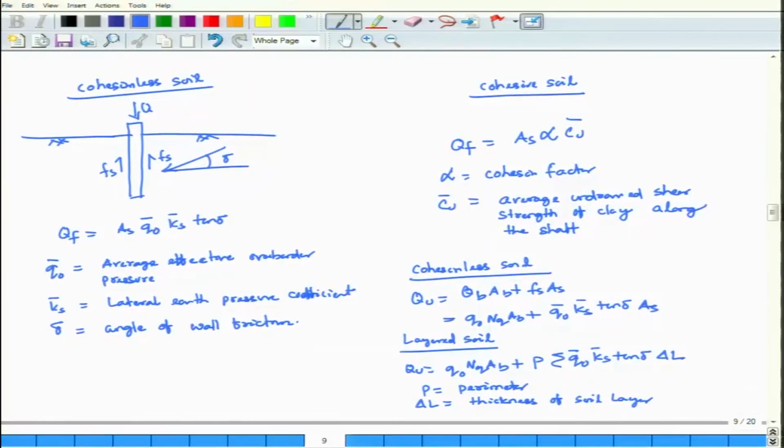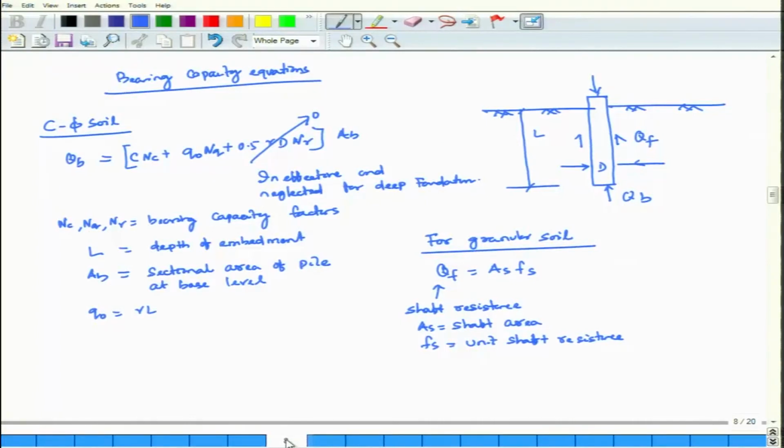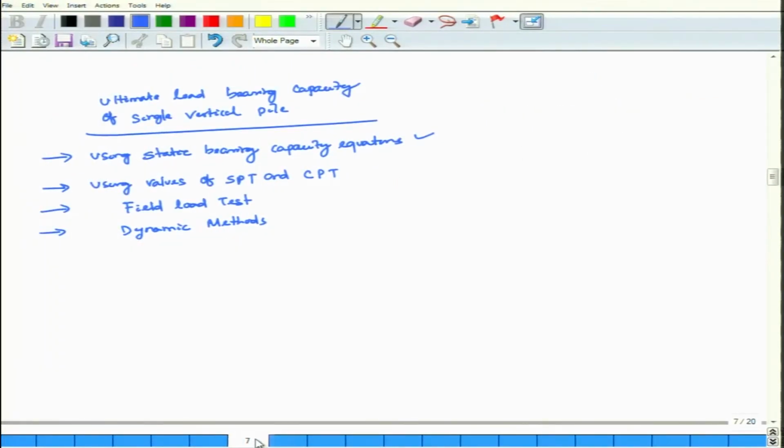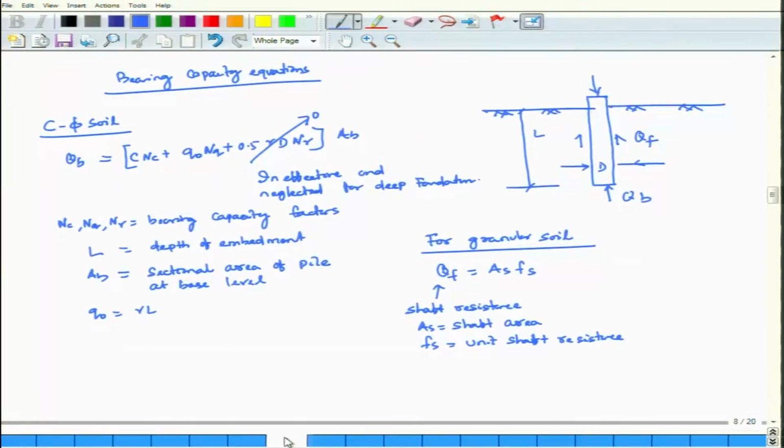So, all total, if I start with this, particularly the first one, this is using static bearing capacity equation. Then for c-phi soil, if I am considering Terzaghi's bearing capacity, that is cNc plus Q0 NQ plus 0.5 gamma d N gamma into AB. So, that is the resistance of the base. For deep foundations, 0.5 gamma d N gamma has been neglected to 0. AB is your sectional area of pile at base level, Q0 is equal to gamma L, L is equal to depth of embedment. For granular soil, QF is equal to AS into Fs.